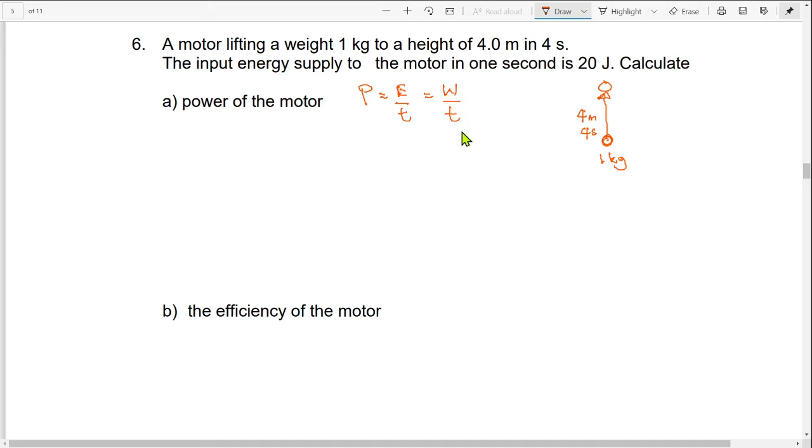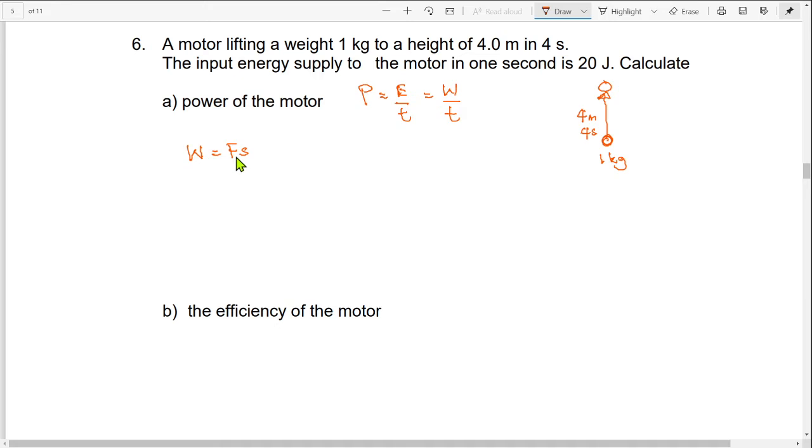So in order to answer this question, I need to find what is my work done. Alright, so work done equals Fs. Okay, so S would be the displacement from this point to this point. That will be 4 meters.